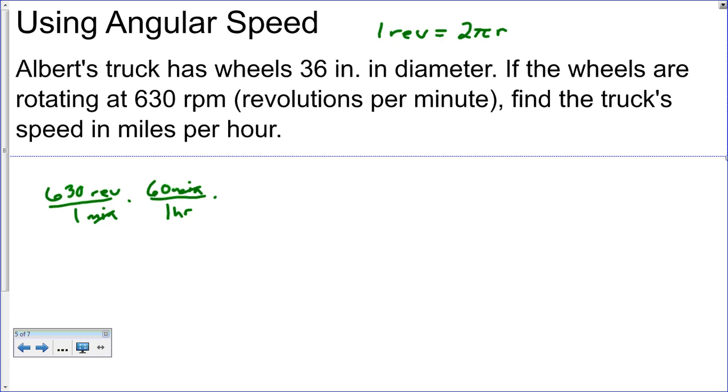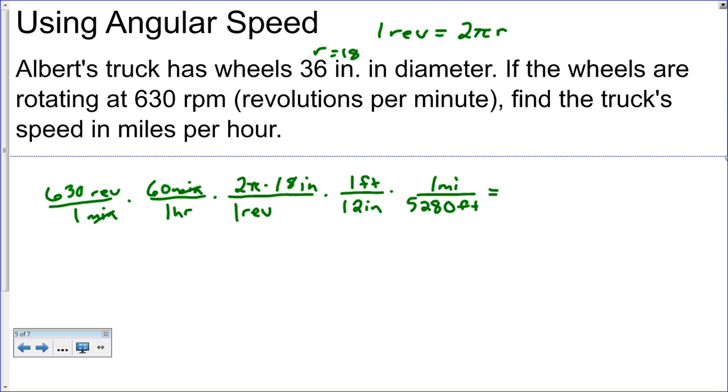The revolutions take a little bit more work. In 1 revolution, I'm going 2 pi r, where my radius comes from my diameter. The diameter is 36, which means that the radius is 18. And this ends up being in inches, because that's what my radius was in. Well, I need to get to miles. So from inches, there are 12 inches in a foot, and there are 5,280 feet in a mile.